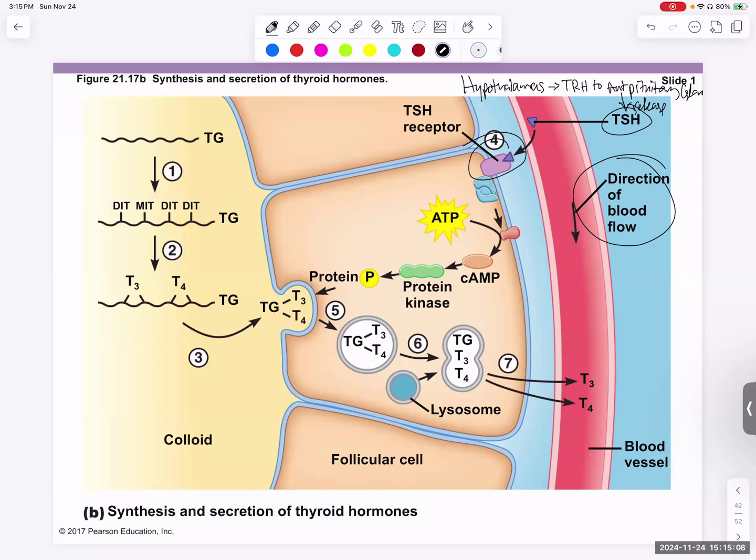attaches to a thyroid stimulating hormone receptor, which is a second messenger system, causes cyclic AMP to start producing protein kinase, which triggers the production and release of T3, T4. And if you have iodine, that causes the release of the T3, T4 into the blood vessel.